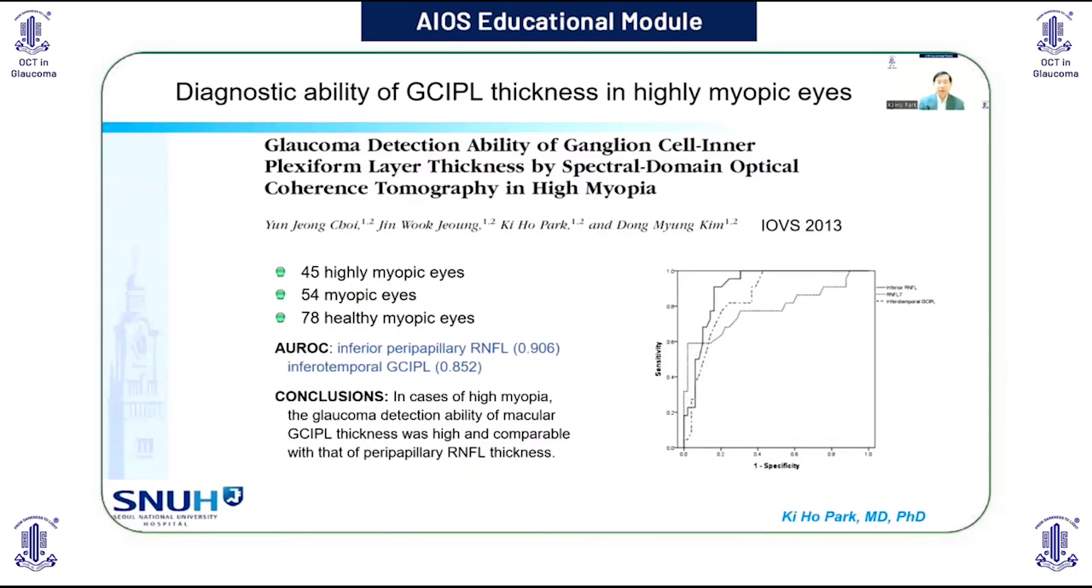And we compared the detection ability of ganglion cell inner plexiform layer thickness, the GCIPL thickness, with those of RNFL thickness. And we found that the AUROC of inferior peripapillary RNFL and inferior temporal GCIPL values were not statistically significantly different. So our conclusion was that in case of high myopia, the glaucoma detection ability of macular GCIPL thickness was high and comparable with that of peripapillary RNFL thickness.